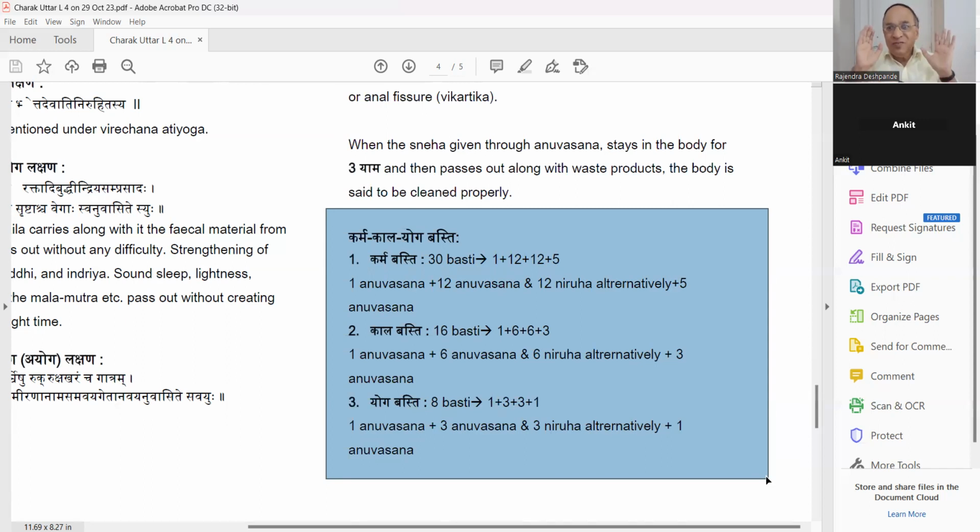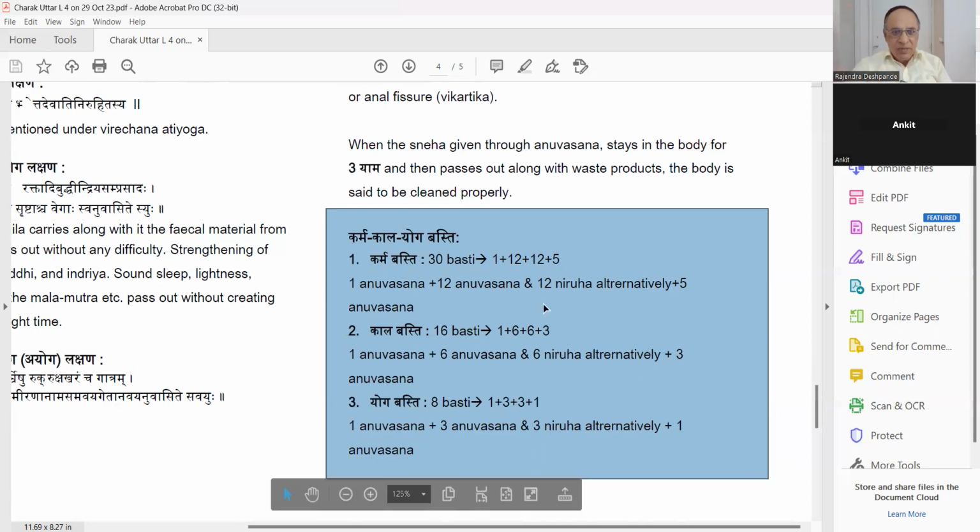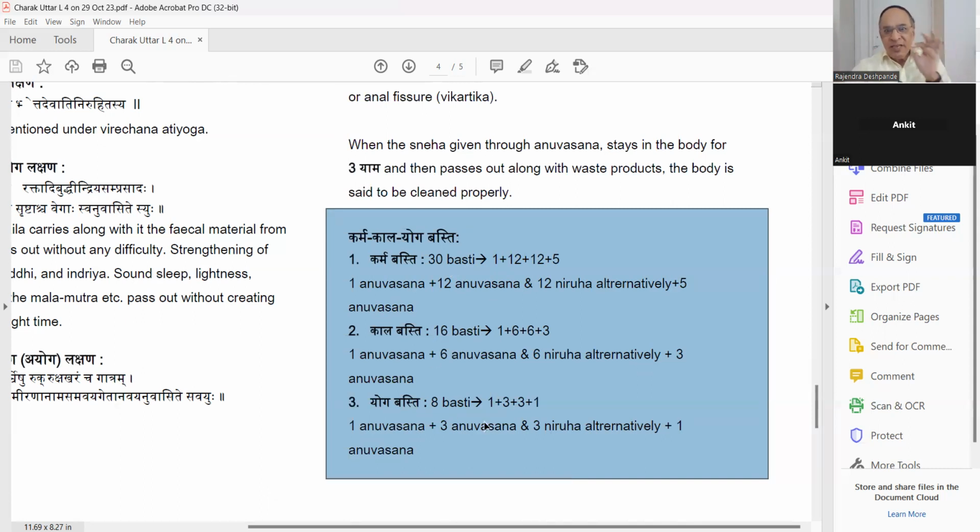Only the number is different and the sequence is different. Number and sequence is a change of Anuvasan and Asthapan. Karma Basti, Kala Basti, Yoga Basti. Now, Karma Basti 30 number. Remember the number. Kala Basti 16, Yoga Basti 8. Karma Basti 30, Kala Basti 16, Yoga Basti 8. Please remember these numbers. And now the sequence. That is 1 Anuvasan, 12 Niruha, 12 Niruha, and 5 Anuvasana. Okay?